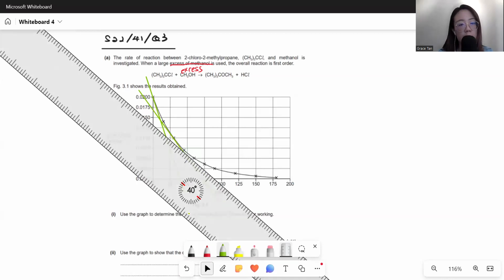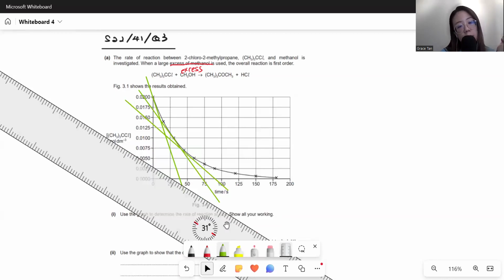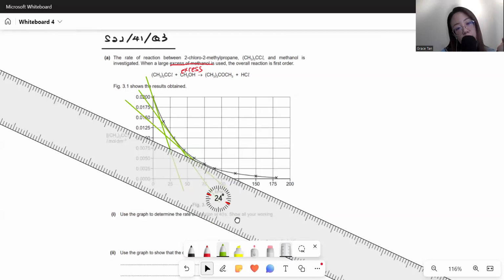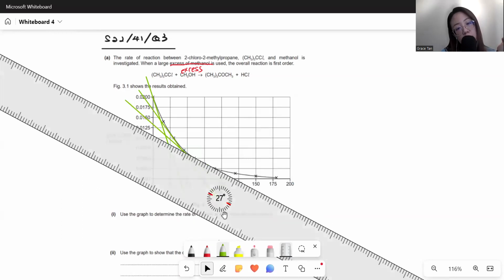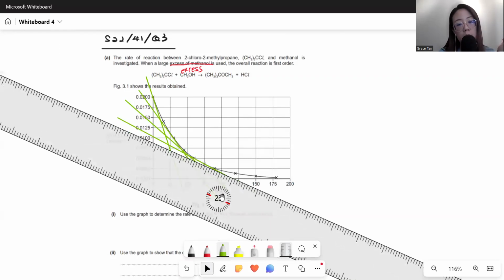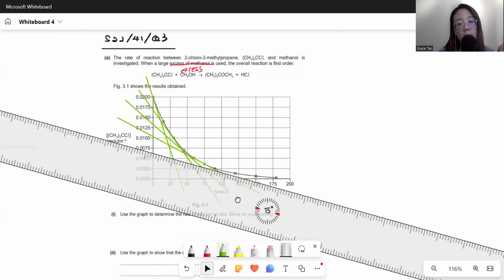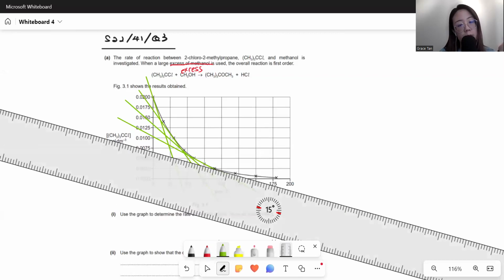Okay, like this, 50. So I'll just do another two more. One at 75. You look at 75 on the line, and I want you to plot a tangent, like this. And then the last one at minute 100, approximately here.